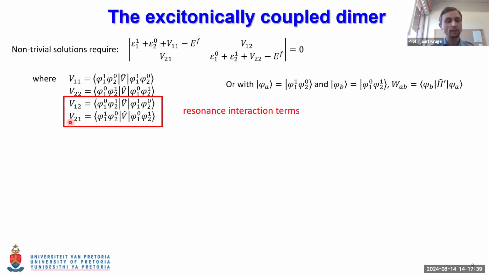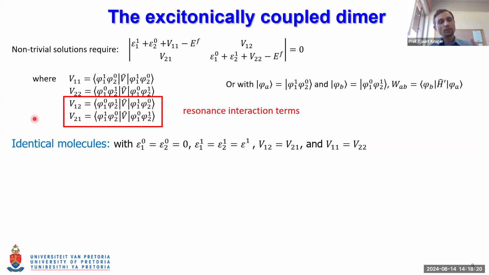And V21 is just the other way around, transforming the state where molecule 2 is in the excited state to the state where molecule 1 is in the excited state. So, resonance interaction terms. If we would add a time dependence, because of these resonance interactions, this system is going to fluctuate or oscillate between these two states. And it's going to oscillate forever if there's no energy sink or no interaction with the environment, for example, other molecules to which the energy can be transferred.